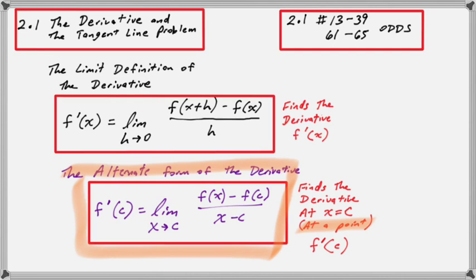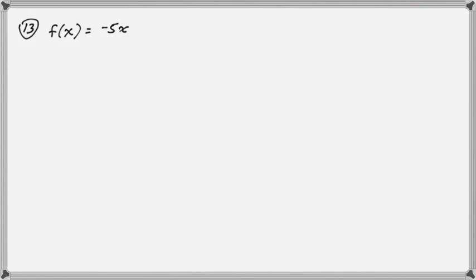We're going to be doing section 2.1, 13 to 39, and 61 to 65, all odds. The derivative is a rate of change. Many times it is also considered the slope. You could probably look at number 13 and tell me the slope of the line. That is the derivative. But we're going to do it this way.